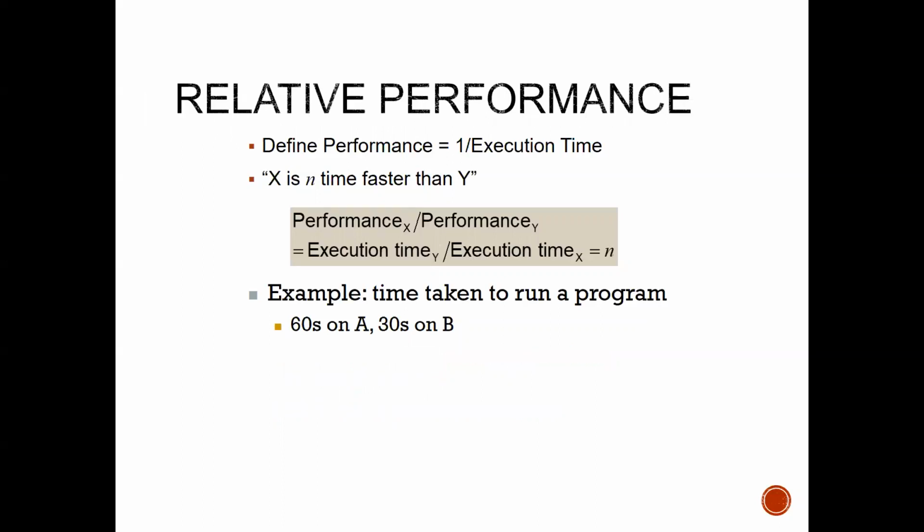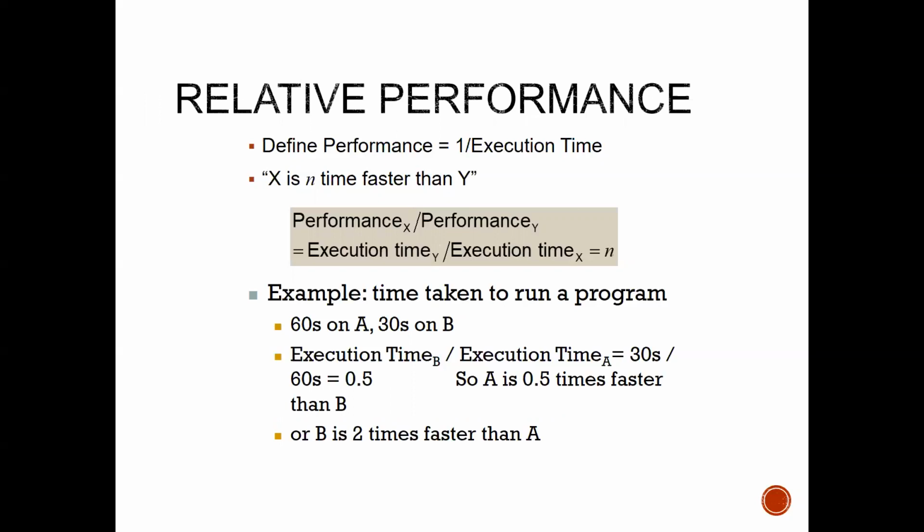Okay, another example. 60 seconds on A and 30 seconds on B. So execution time B divided by execution time A, if you want to find A, gives 0.5. So A is 0.5 times faster than B. If we want to find B, execution time A must be divided by execution time B. So the answer is B is 2 times faster than A.